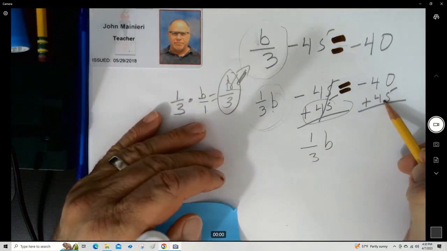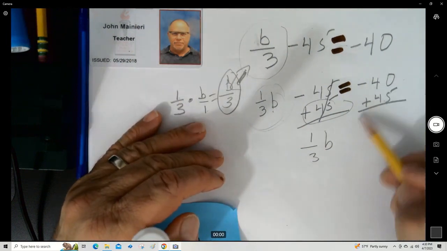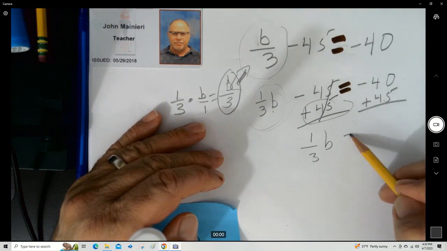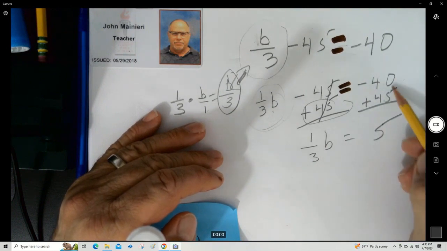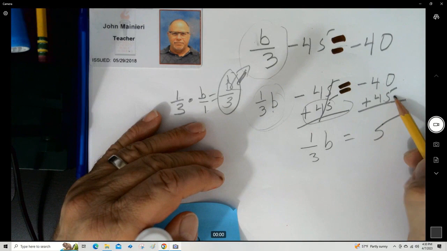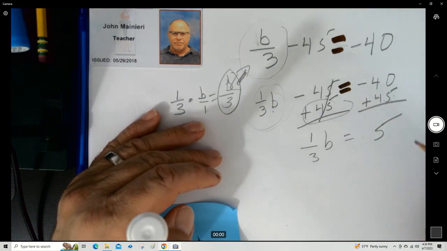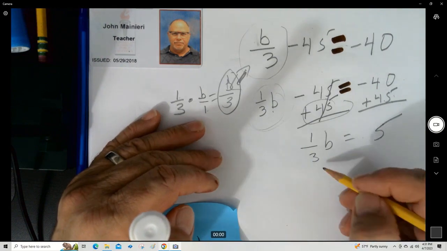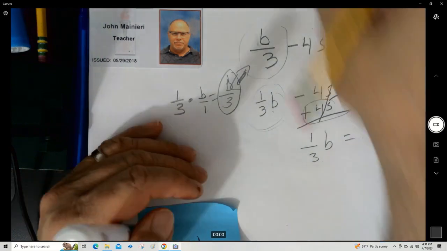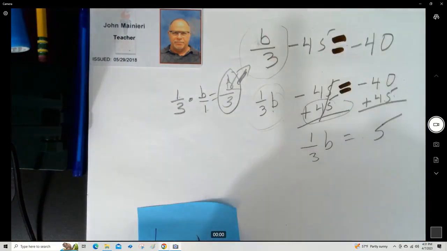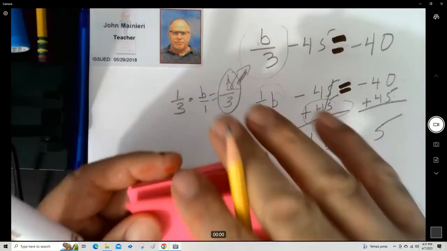If we add 45 here, we've got to add 45 here, or else they don't stay equal. Now we have a positive 45 and a negative 40. The two signs are different, so we subtract. We look at which digit is bigger. 45 is bigger, so our answer is positive. So now what do we have to do? Let me get pink here so we don't get mixed up. All right, there we go.